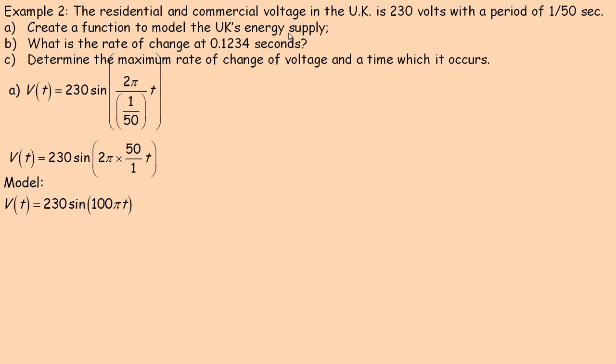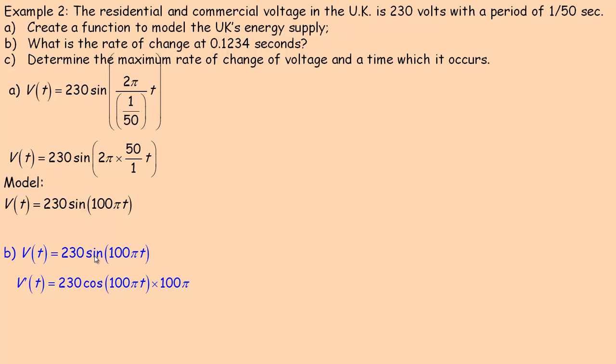Now, you could use a cosine function here too. It just depends on whether you want to start at the middle or a maximum point or a minimum point. So you could theoretically use cosine here too. You don't have to just use sine. I'm assuming we're right in the middle for it to use sine, because that's where sine starts. It will go up to 230 volts and then down to negative 230, etc. B asks, what is the rate of change at 0.1234 seconds? So we need to differentiate this to find the rate that the voltage is changing. So for B, that's our function, and we want to find the derivative.